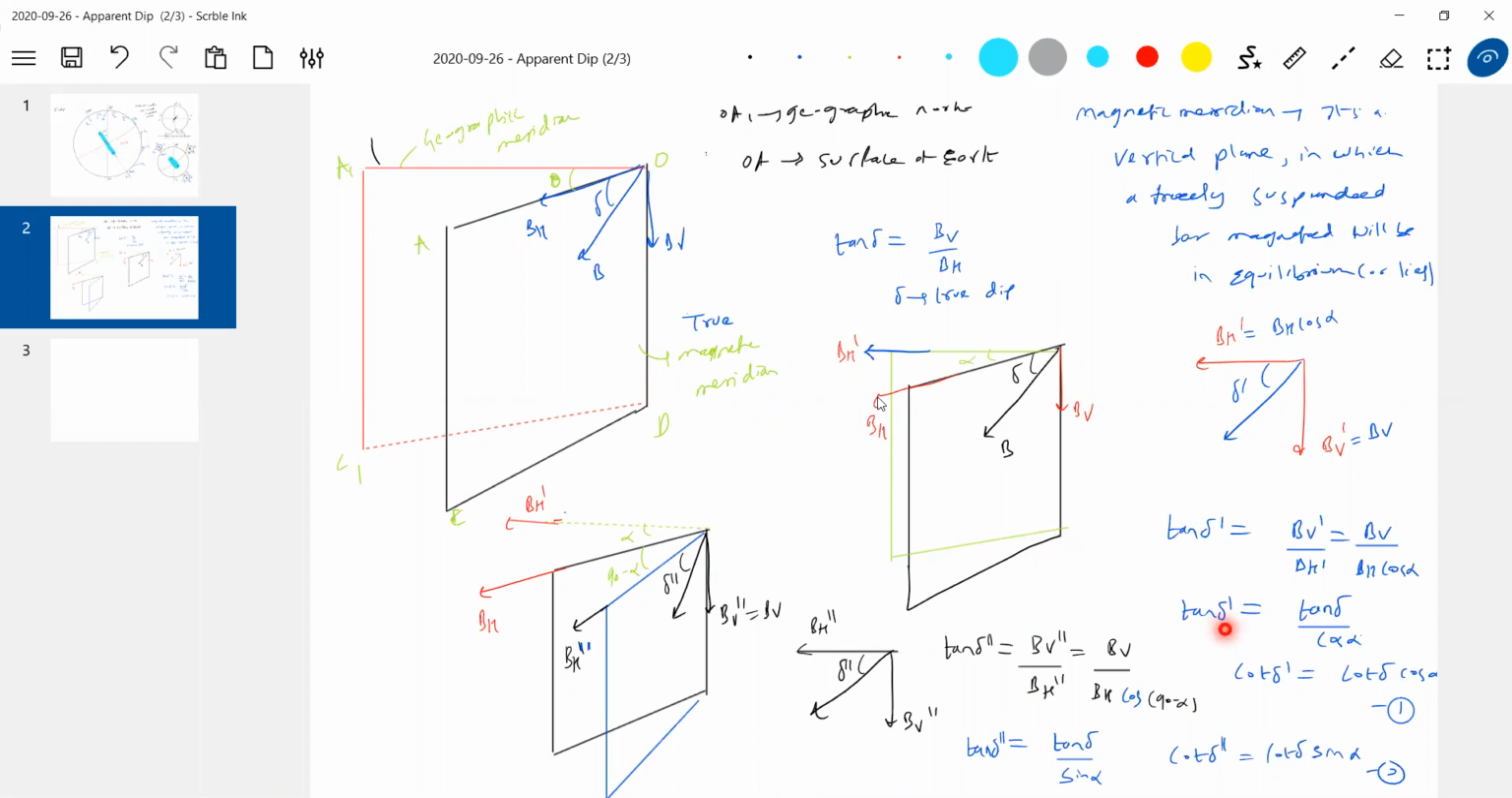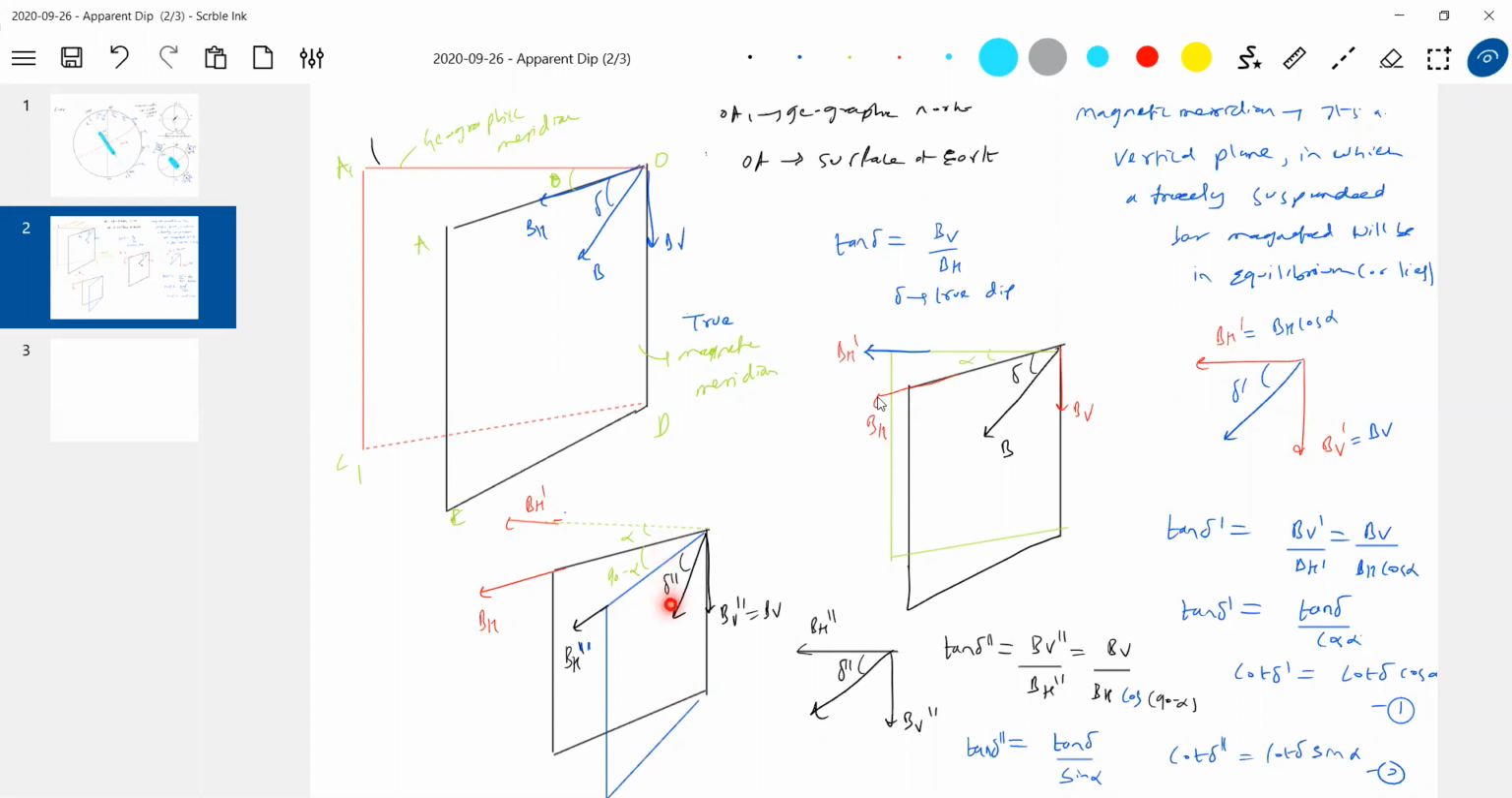Then what happened? I'll rotate the dip circle exactly by 90 degrees. Agreed? Look at the alpha. Earlier it was in this plane, no? The dip circle was in the green color plane. So when I rotate by 90 degrees, what happened? Now the other plane in which the dip circle lies is making an angle of 90 minus alpha with the original magnetic meridian.